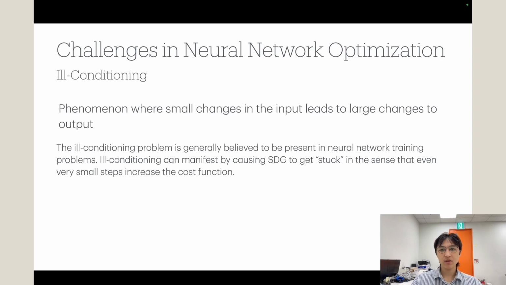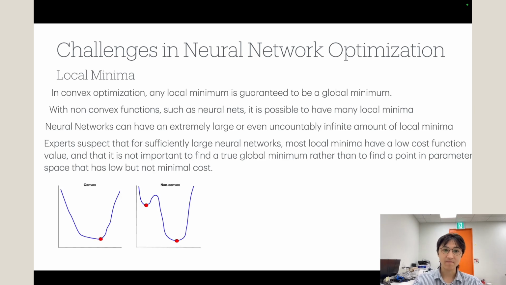Neural networks have challenges. There are many different challenges, and one of them is ill conditioning. Ill conditioning is a phenomenon where small changes in the input lead to large changes in the output, which means instability in the model. Ill conditioning can manifest by causing stochastic gradient descent to get stuck, in the sense that even very small steps increase the cost function, whereas small steps should decrease it, or should cause small changes. Ill conditioning is one of them.